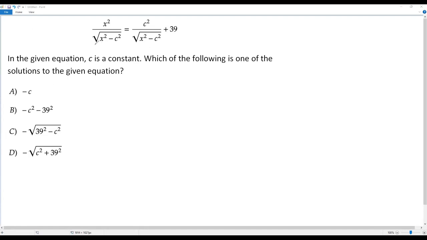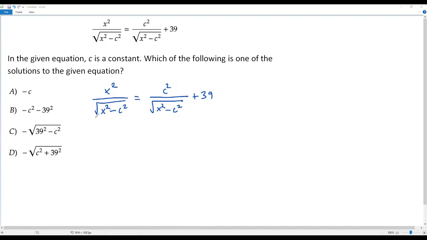Actually, in this equation, there is c and the question says c is a constant. Then we have to consider x as a variable. Solution to the given equation means the value of x in the given equation. That is, we are trying to find the value of x. Now let me take the given equation as it is: x² divided by the square root of (x² − c²) equals c² divided by the square root of (x² − c²) plus 39.